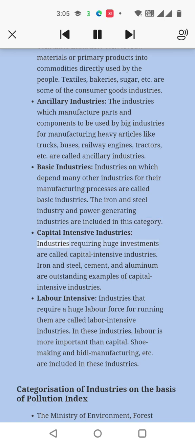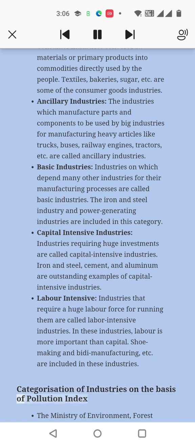Capital-intensive industries. Industries requiring huge investments are called capital-intensive industries. Iron and steel, cement, and aluminum are outstanding examples of capital-intensive industries. Labor-intensive industries. Industries that require a huge labor force for running them are called labor-intensive industries. In these industries, labor is more important than capital. Shoemaking and bead manufacturing, etc. are included in these industries.